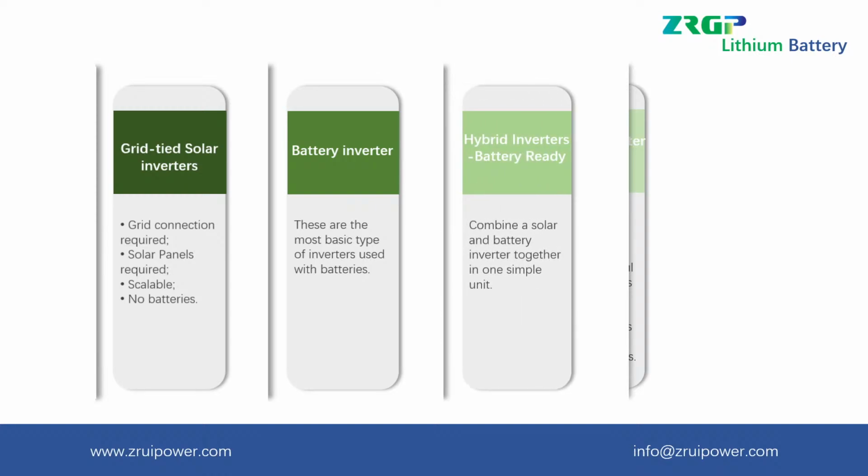Next is the hybrid inverter. Hybrid inverters, sometimes referred to as battery-ready inverters, combine a solar and battery inverter together in one simple unit. Hybrid inverters give you versatility because they can work in both grid-tied and off-grid systems. Unlike the grid-tied inverters, however, hybrids don't shut down during load shedding or blackout. Rather, they disconnect from the grid and continue to supply your power.